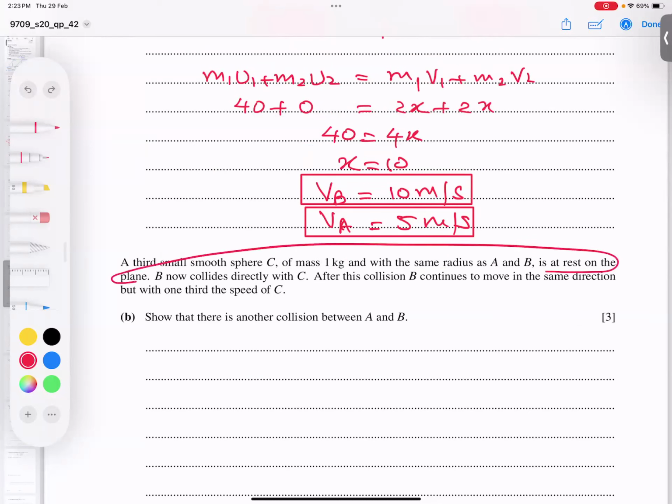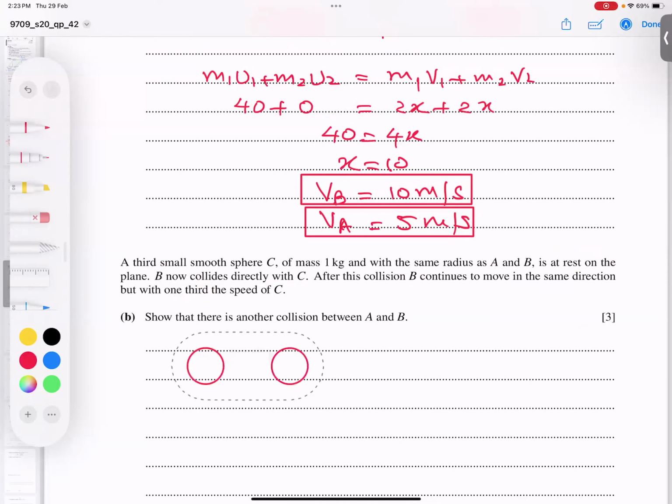A is at rest, and B now collides with C. First A collides with B, and now B with C. After this collision, B continues to move in the same direction with 1/3 the speed of C. So I will make a diagram here. I believe you will understand how I do this question.